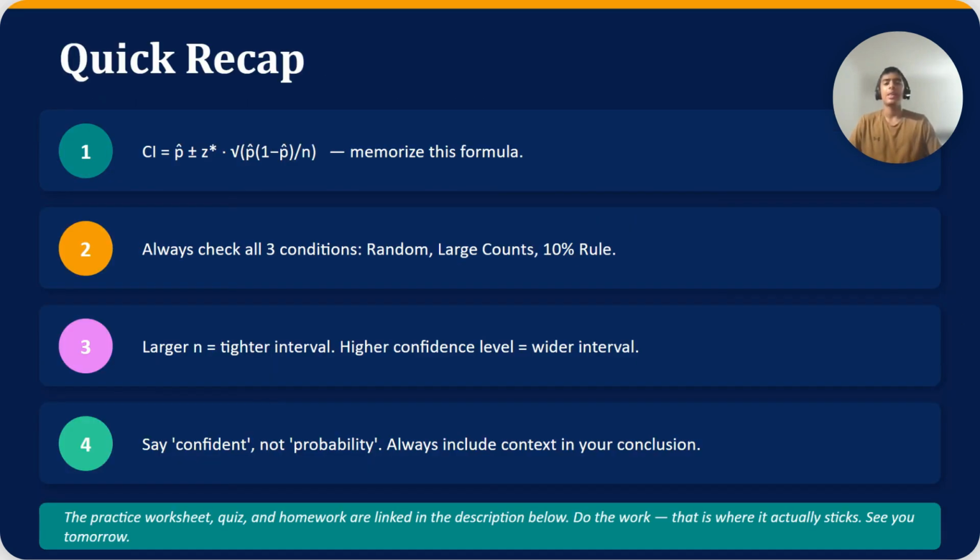Here's a quick recap. Let me count these on my fingers. 1. The formula, p hat plus or minus z star times the square root of p hat times 1 minus p hat over n. Memorize it. 2. Always check all 3 conditions: random, large counts, and the 10% rule. Always show the numbers. 3. Bigger samples mean a tighter interval. Higher confidence level means a wider interval. 4. Say confident, not probability, and always include context in your conclusion.